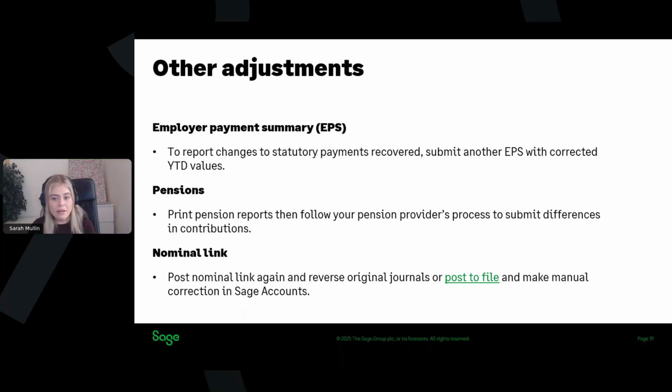And finally, nominal link. So if you do use the nominal link between payroll and your accounting software, if you've already posted the nominal link, you could post it again and then reverse the original journals, or you could post the corrected ones to file and then make a manual adjustment in your accounts. So you could do either or, but if you click on the link in the handout, that will take you through some steps to resolve that.